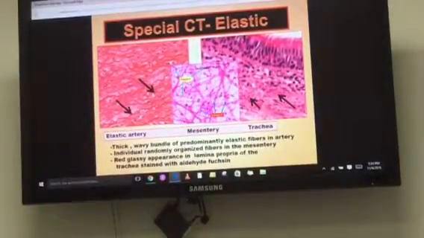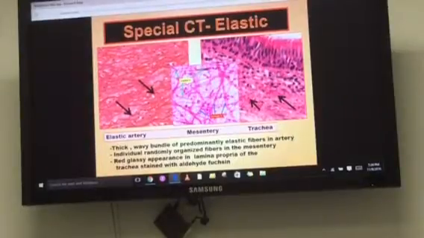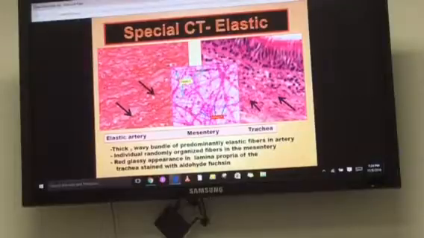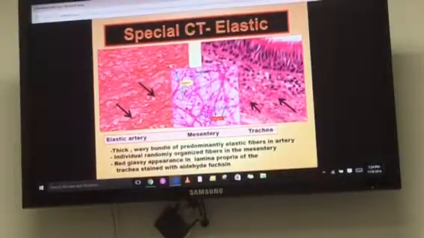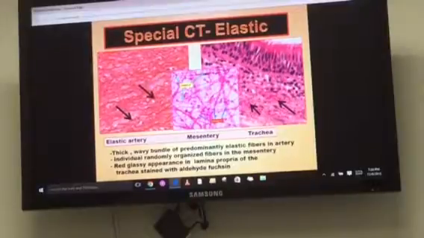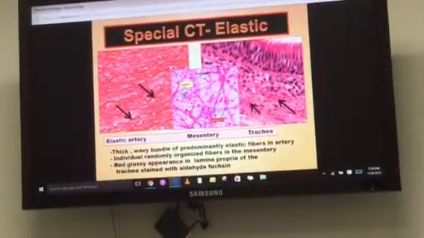And then we have special connective tissue, elastic. It's thick, wavy bundles of prominent elastic fibers in arteries, individual randomly organized fibers in the mesentery, red glassy appearance in lamina propria of the trachea, stained with aldehyde fuchsin.